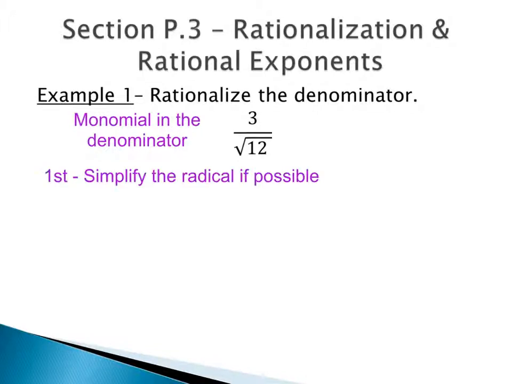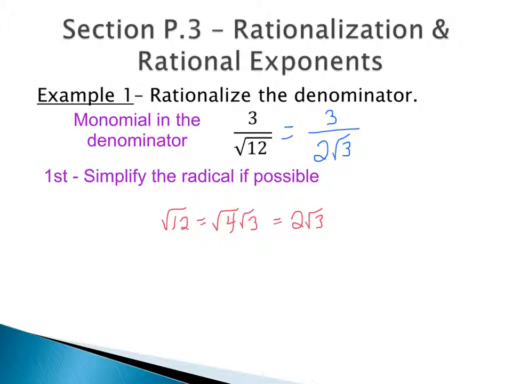So when we have a monomial in the denominator, our first step is that we want to try to simplify the radical if possible. So the square root of 12 I can simplify because the largest perfect square factor would be 4. So I can rewrite this as the square root of 4, square root of 3. And then the square root of 4 becomes 2. So simplified, I can rewrite this original fraction as 3 over square root of 12 simplifies to 2 square root of 3. So first we want to try to see if we can simplify that radical. If we can, simplify it.